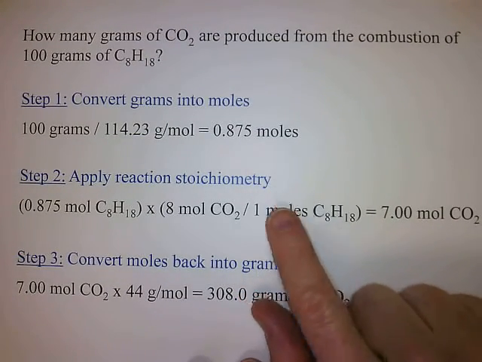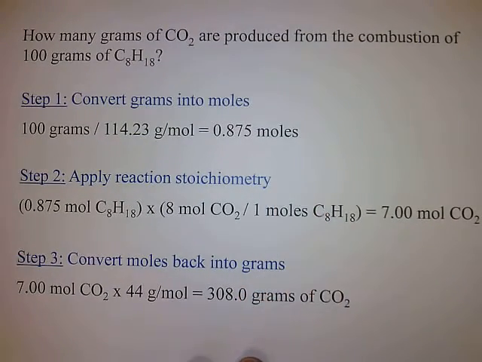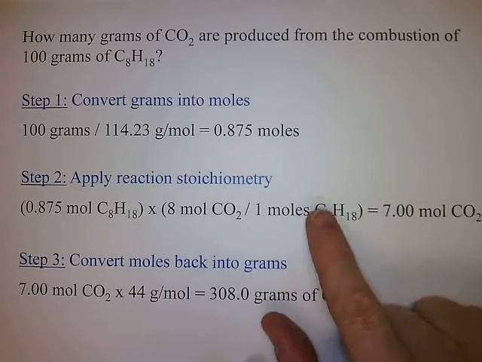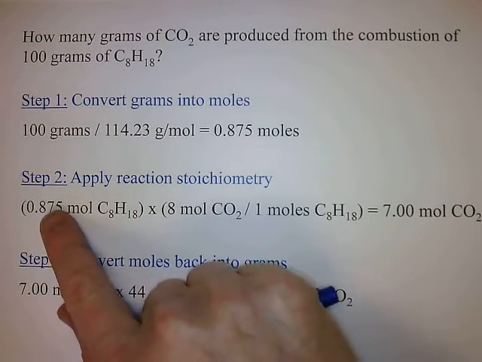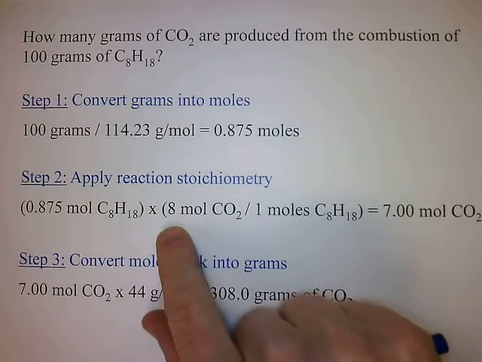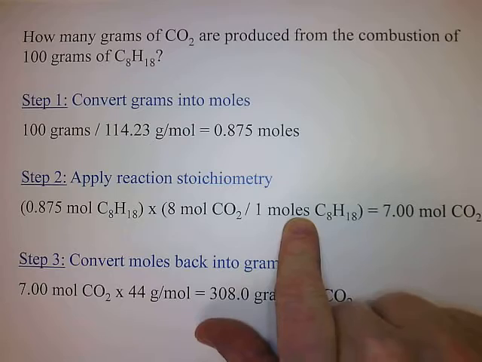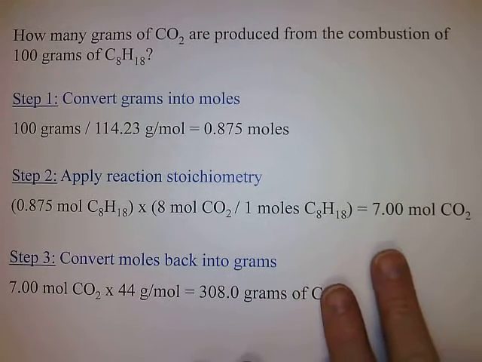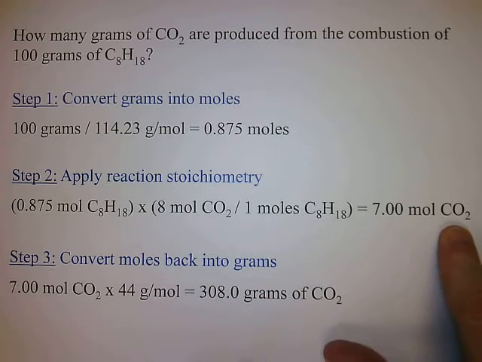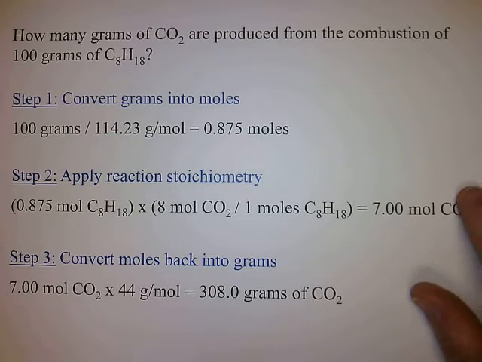Then we apply the reaction stoichiometry. The stoichiometry between the octane and the carbon dioxide is 1:8. So you take 0.875 moles of octane times 8 moles of carbon dioxide per mole of octane, which says that 7 moles of carbon dioxide are produced.